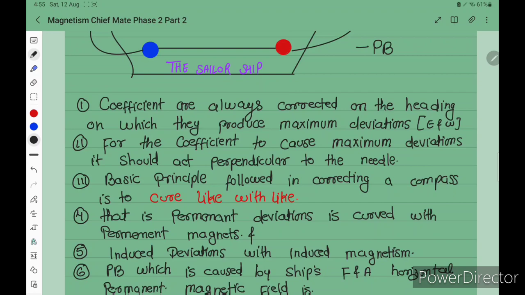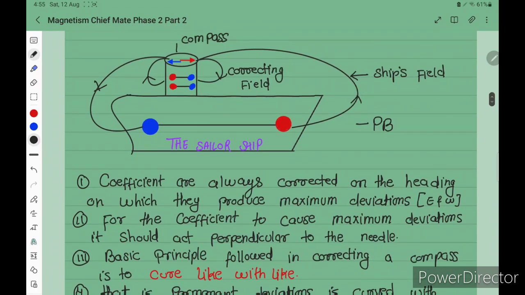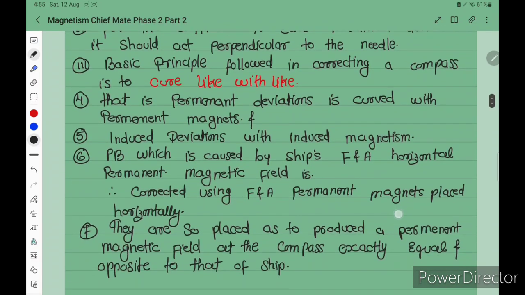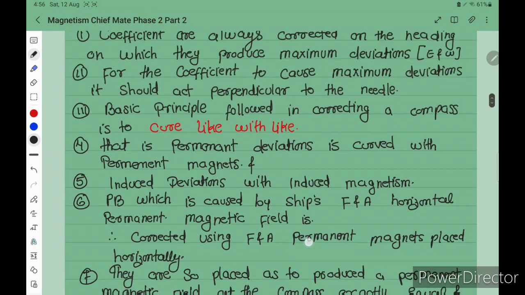For a coefficient to cause maximum deviation, it should act perpendicular to the needle. The basic principle followed in correcting a compass is to cure like with like. So because of this, we have to put opposite poles. A permanent deviation is cured with a permanent magnet and induced deviation with induced magnetism. PB, which is caused by the ship's fore and aft horizontal permanent magnetic field, is corrected using fore and aft permanent magnets placed horizontally. They are so placed as to produce a permanent magnetic field at the compass exactly equal and opposite to that of the ship.